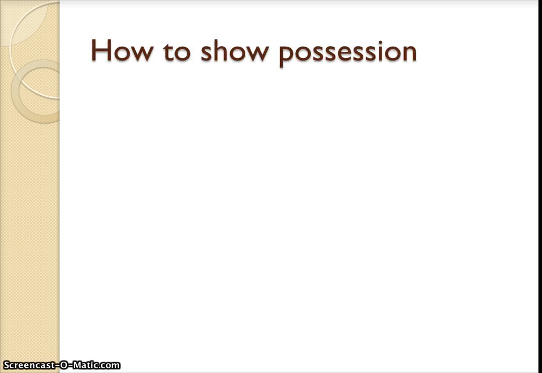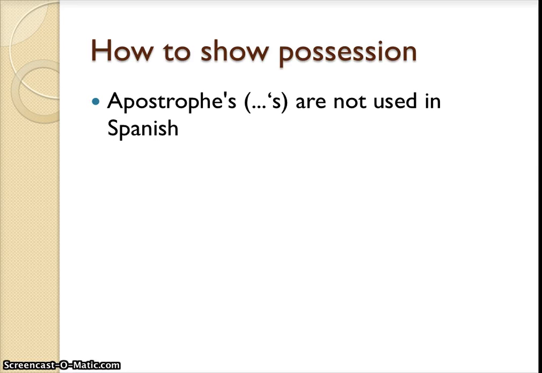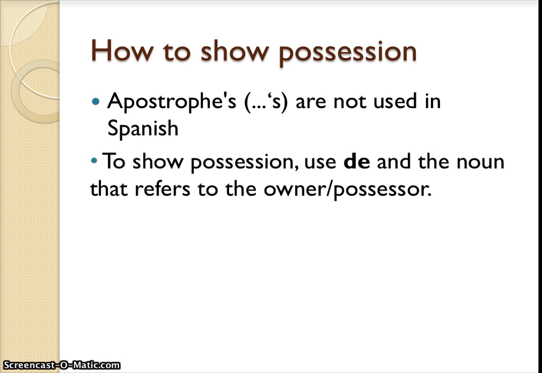So to start off with, we need to know how to show possession in Spanish. In Spanish, we do not use apostrophes. All right, so if you're talking about owning something, you are not going to be using an apostrophe. There's a different way that we show possession. In Spanish, to show the possession, you use de and the noun that refers to the owner or the possessor. Okay, and here are some examples.